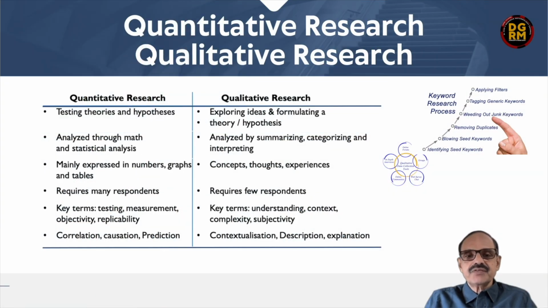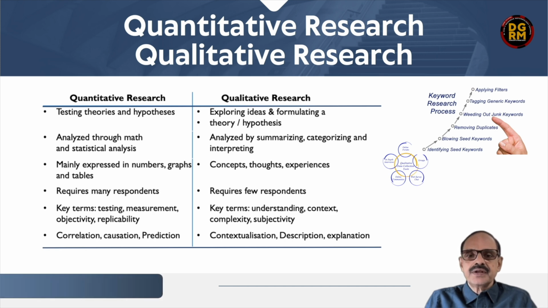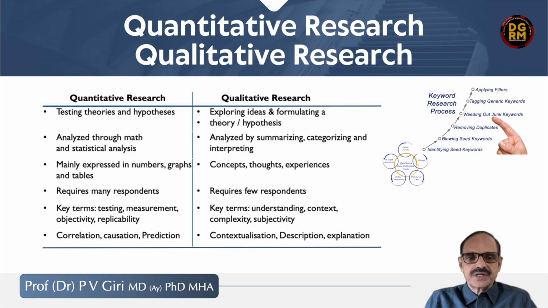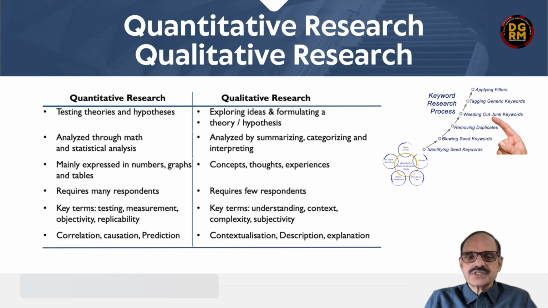Next, we will see the difference between quantitative research and qualitative research. In quantitative research, testing of theories and hypotheses is done, whereas in qualitative research, exploring ideas and formulating a theory or hypothesis. So usually, qualitative research is hypothesis generation and quantitative research is hypothesis testing. And the analysis of the data is done by maths and statistical analysis in quantitative research, whereas in qualitative research it is done by summarizing, categorizing, and interpreting.